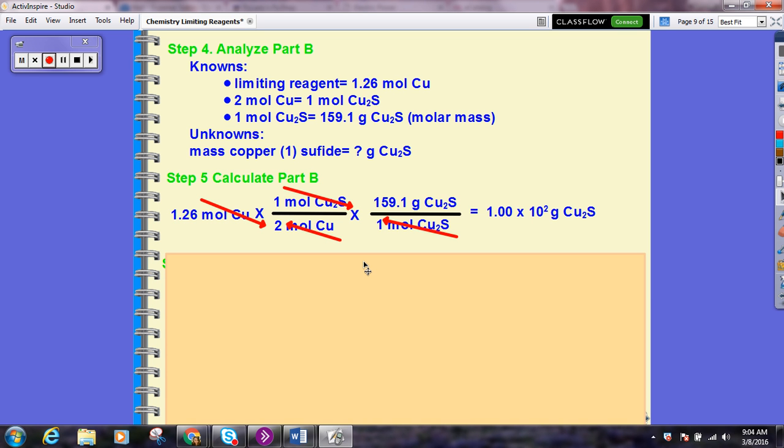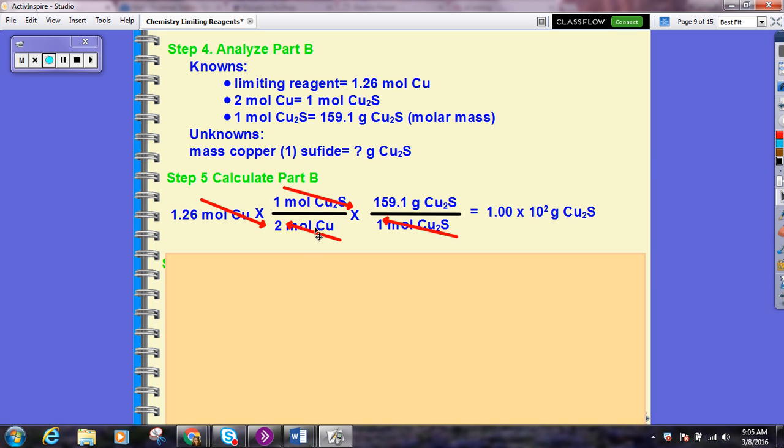The reason we're doing this is because our end unit is copper 1 sulfide, and it happens to be in grams, but our equation relates it in moles. So we start out with this 1.26 moles of copper. We're going to multiply it by our ratio of 1 mole of copper 1 sulfide to 2 moles of copper. We know that the 2 moles of copper go on the bottom because we're trying to get rid of it, and it's on the top here, so it's going to be on the bottom here.